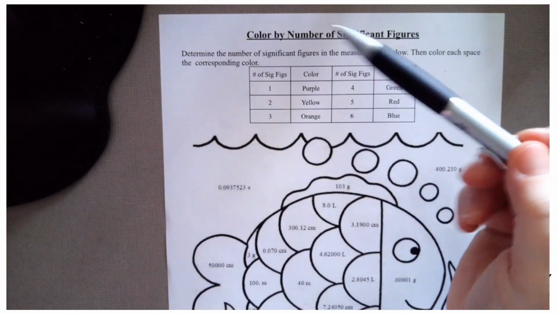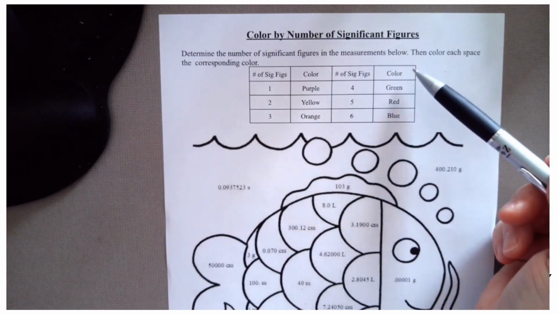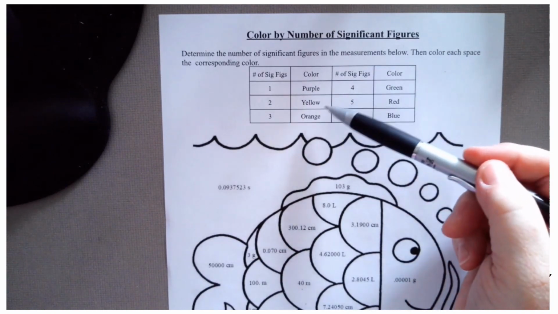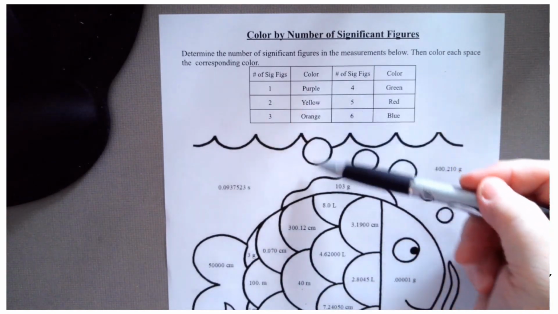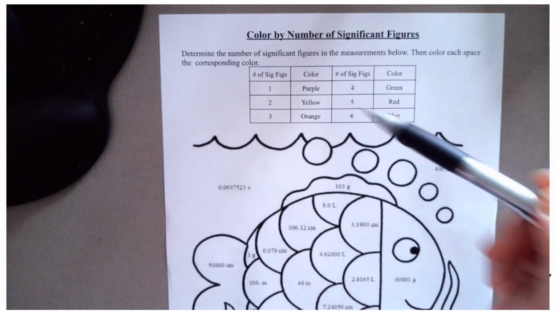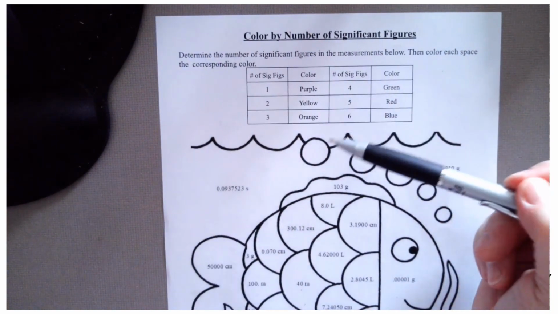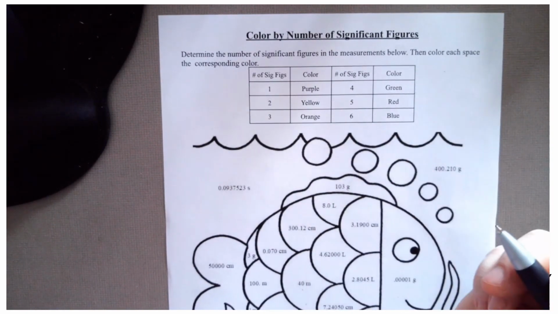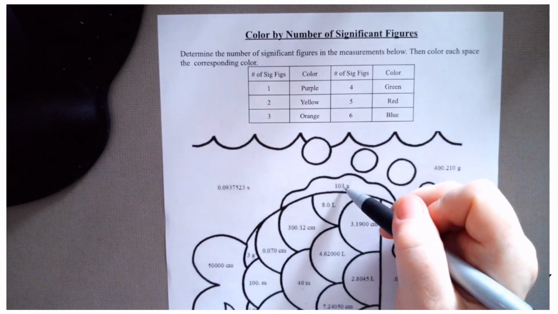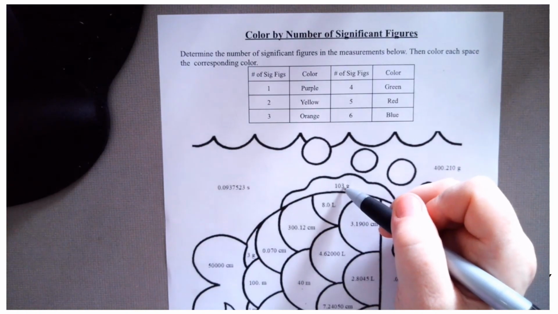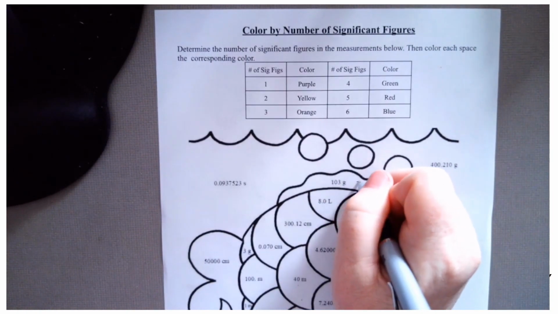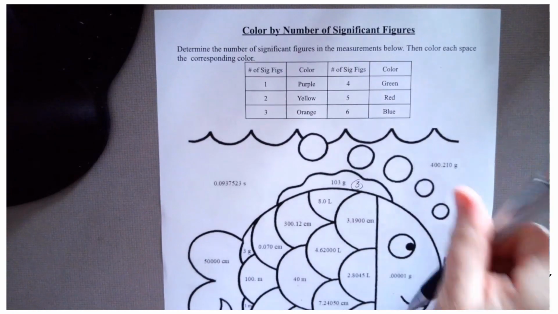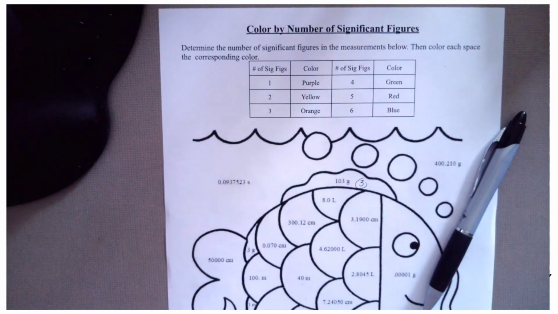All right, this is the last part of the sheet. This is for extra credit. And I'm going to kind of explain it to you. So what you're going to do is look for how many significant figures you see in each number, and then you're going to color based on that. So here's the first one. This says 103 grams. Well, 103 grams does not have a decimal point. You start on this side. That first number is not a zero, so that has three significant figures. So I would color that piece orange.